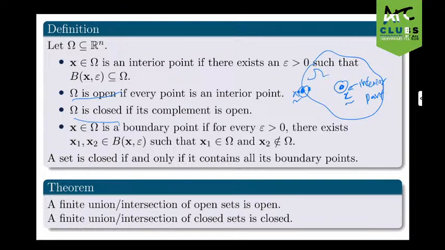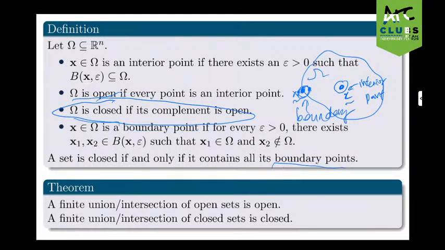As I said, x is a boundary point if, no matter how small I make the radius epsilon, this ball is never going to lie inside omega. It's always going to have a point inside and a point outside. So this is a boundary point. A set is closed if and only if it contains all its boundary points. Generally, if a question asks you to prove a set is closed, you should prove it using the fact that its complement is open. You shouldn't try to prove it in terms of its boundary, because you need to argue which points are boundary points and which are not, and you don't want to do that.